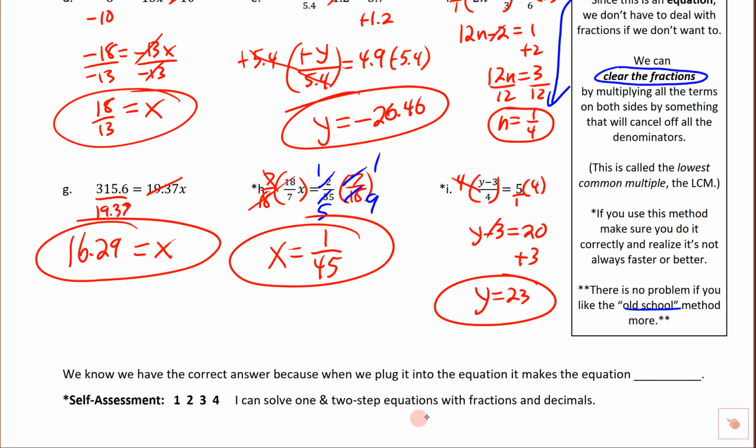And again, we've got a little self-assessment to do here, so kind of rate yourself on how you can do 1- and 2-step equations with fractions and decimals at this point. Got several practice problems. Make sure you ask for help if you need it.